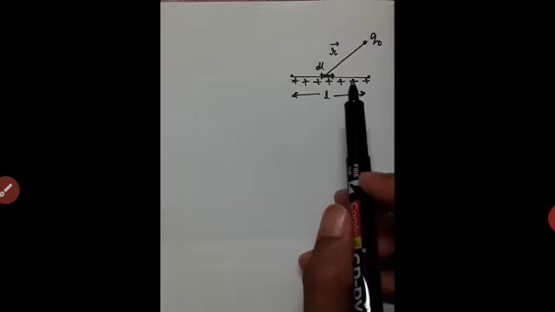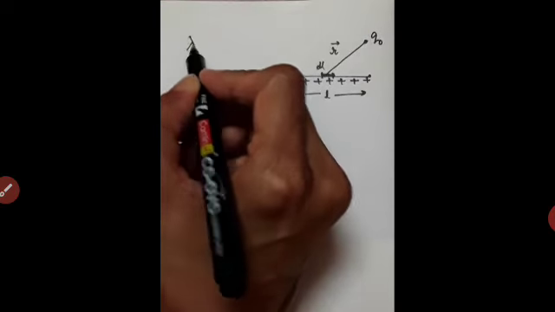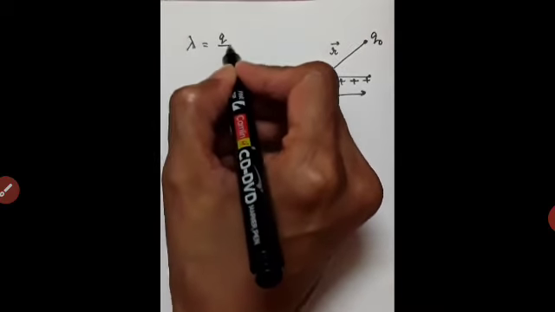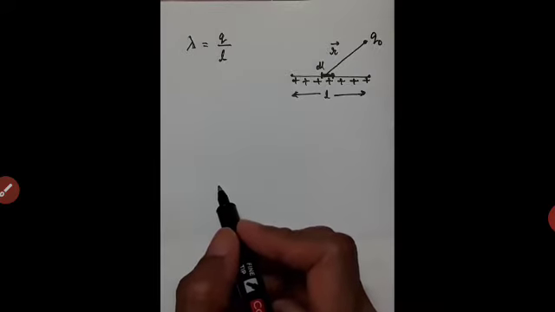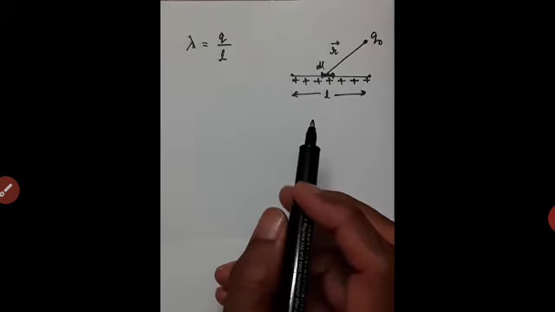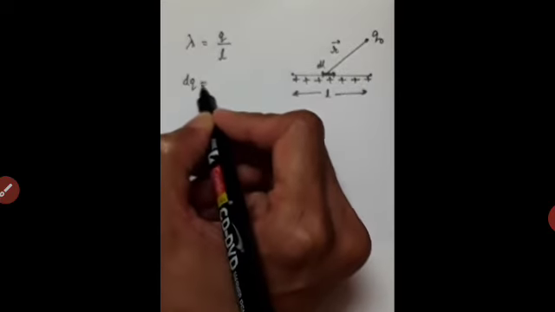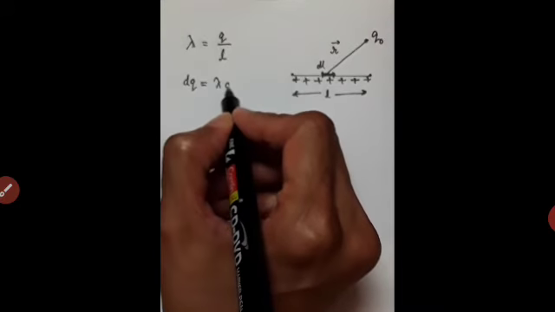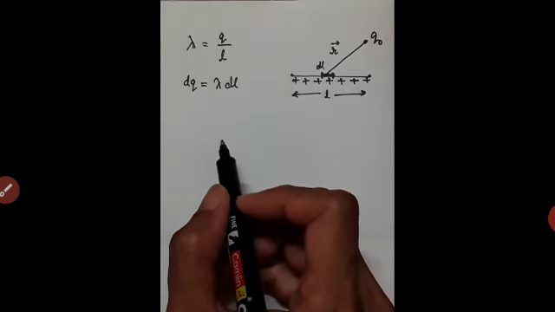Now, we define a quantity called the linear charge density, denoted by lambda. Linear charge density is the charge per unit length. So lambda is given by Q by L. Now we are considering the small element dl, so the corresponding charge is dq, which equals lambda into dl. So the amount of charge present on the element dl is lambda dl.